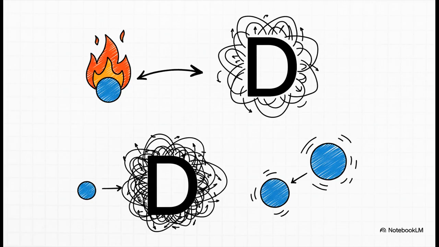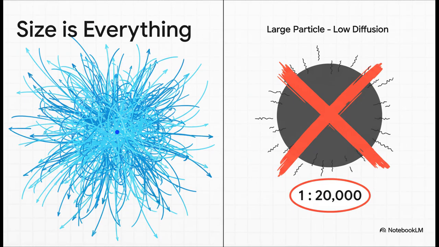But, and this is key, it is inversely proportional to the particle's diameter. In plain English, the bigger the particle, the slower it diffuses. And this is the take-home message, the one you can't forget. In the world of diffusion, size is everything. The smaller a particle is, the less drag it feels, and the ridiculously faster it diffuses.